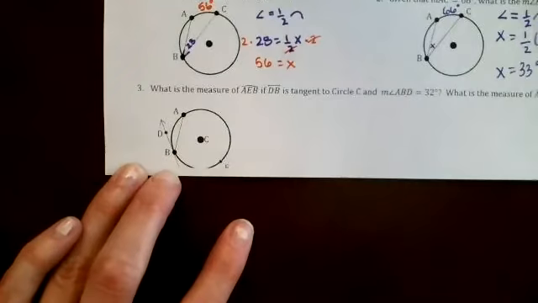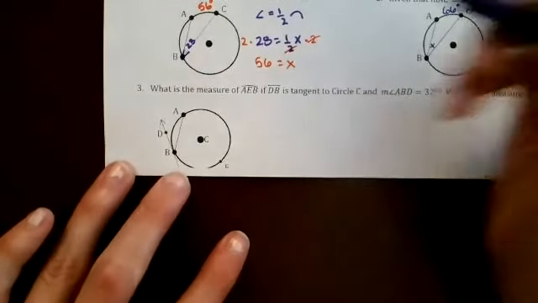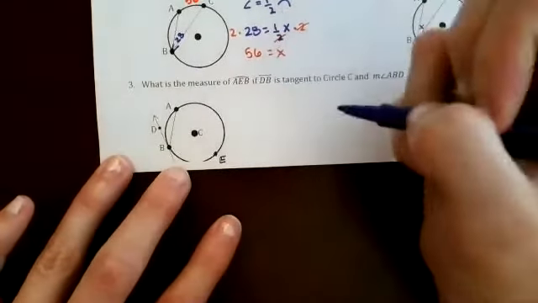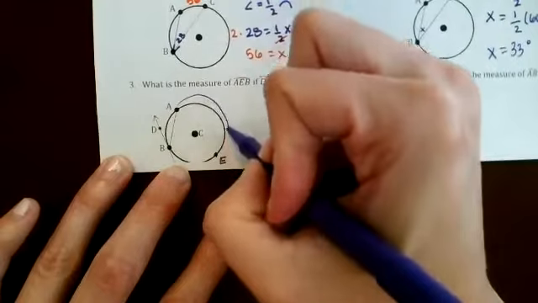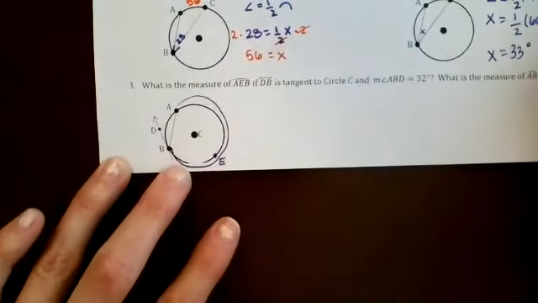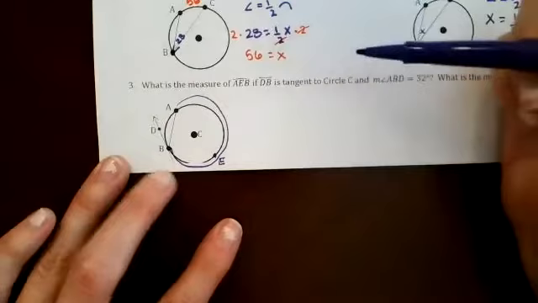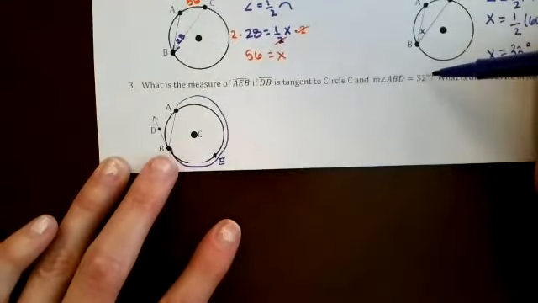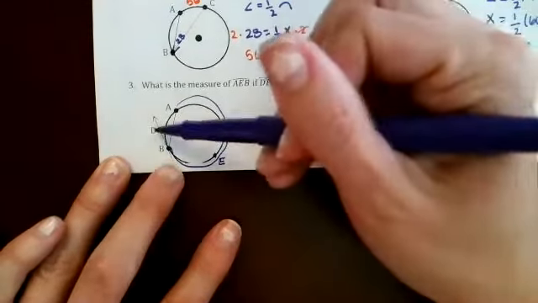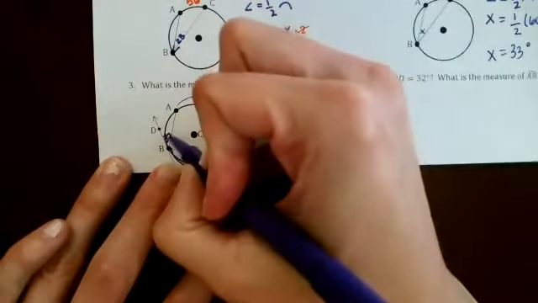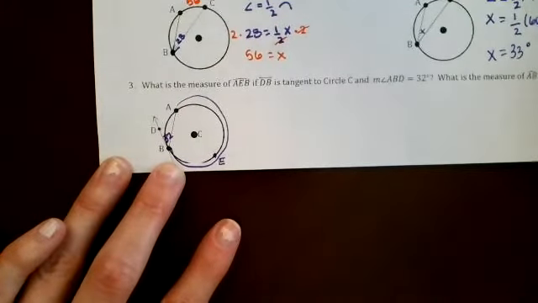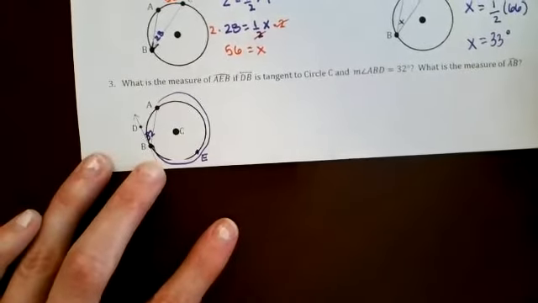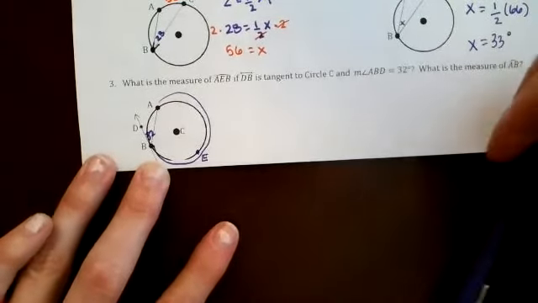Number 3, what is the measure of arc AEB? And this looks like it got cut off a little bit on my copy. So I'm looking at AEB, AEB all the way around. If DB is tangent to circle C, so this is a tangent, and angle ABD is equal to 32. So this is 32. What is the measure of arc AEB? And also my second question, what is the measure of arc AB? So I've got 2 questions to answer here.